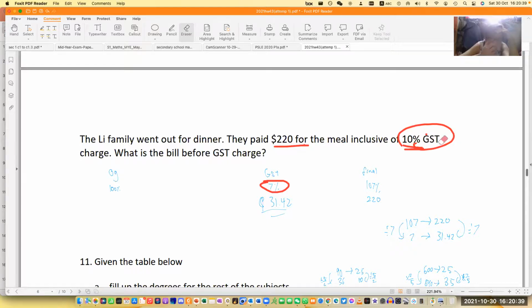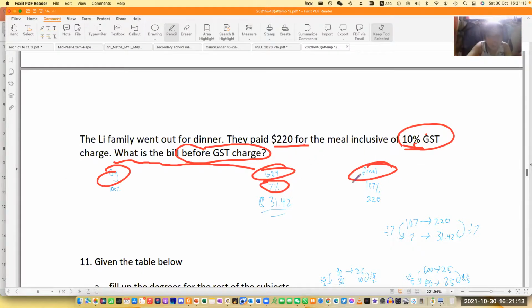Yeah. So next time what you do, you go and circle the keyword. Next time when you do a question, what you need to do? Circle the keyword. When are you going to do it? Starting tomorrow. Nice. And then what is the keyword for the question here? Before GST, right? Yeah. Before GST means original, GST, and final. Which one?